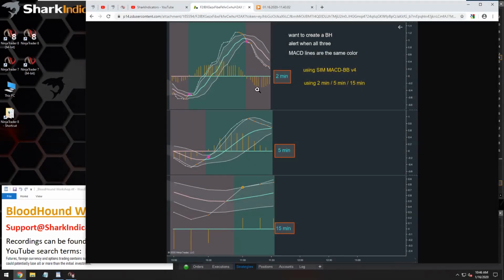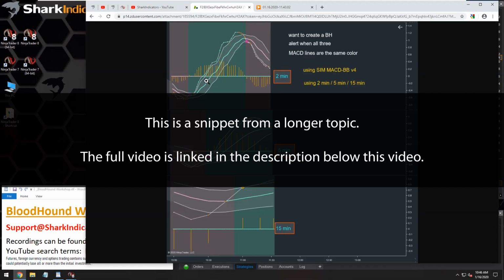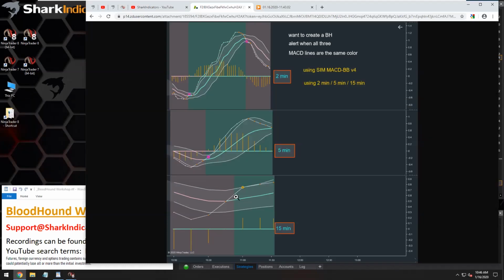So Scott is using multiple time frames here. We can see we have a 2-minute, 5-minute, and 15-minute chart here. And so Scott wants to know when the SIM22 MACD-BB indicator, when the MACD line, or when are they all sloping up together at the same time across the 3 time frames, or when are they all sloping down together in agreement at the same time?